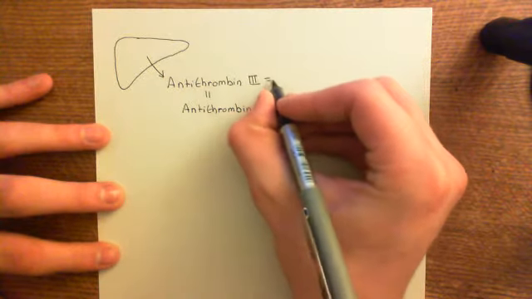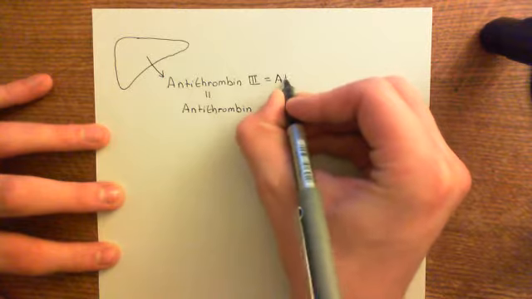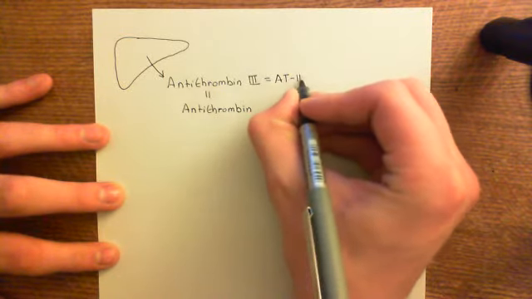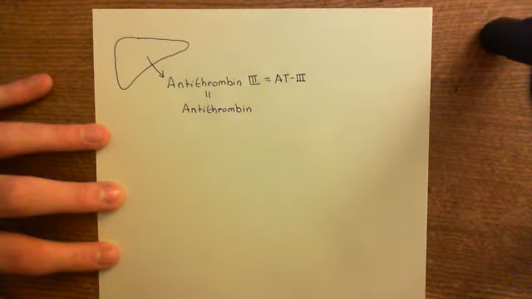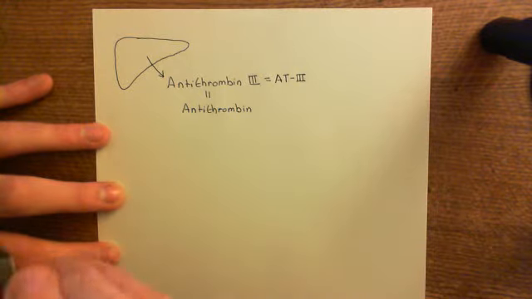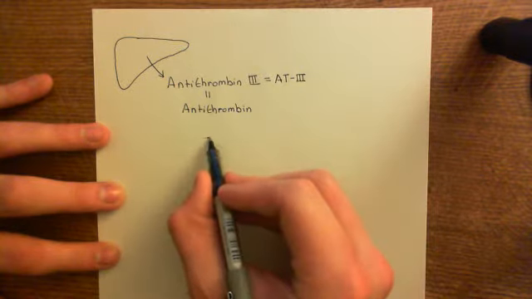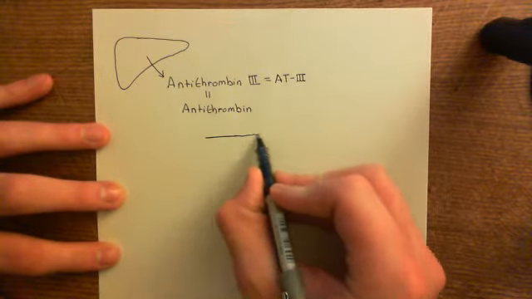And by the way, antithrombin 3 is also abbreviated to AT3. Okay, right, so what does antithrombin 3 do? Well, basically, firstly, when it is produced by the liver, it's not active yet. So what has to happen is it has to bind to something on the surface of endothelial cells.